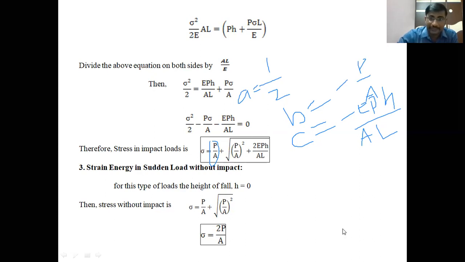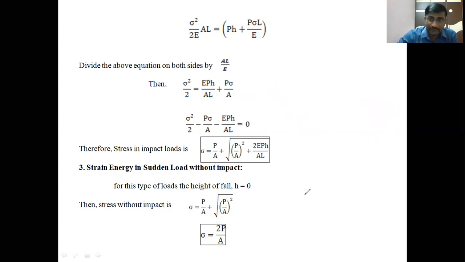This is the stress in impact loads, the stress in sudden load with impact formula. Stress becomes this much. Third case, strain energy in sudden load without impact. Without impact means, for example, a wire is there, and the load is applied from 0 to maximum. Here, applying 0 to maximum is gradual load.